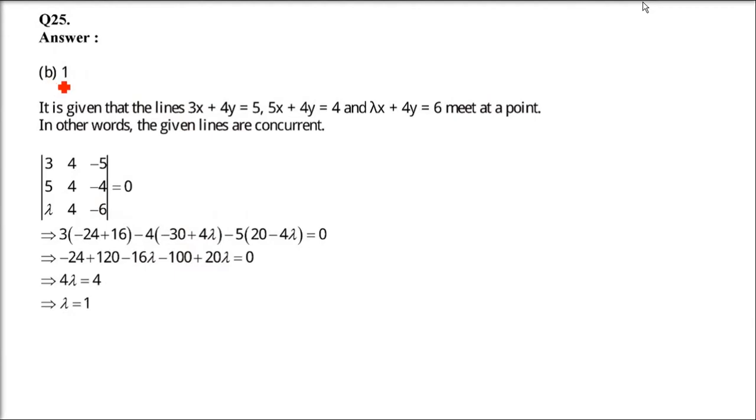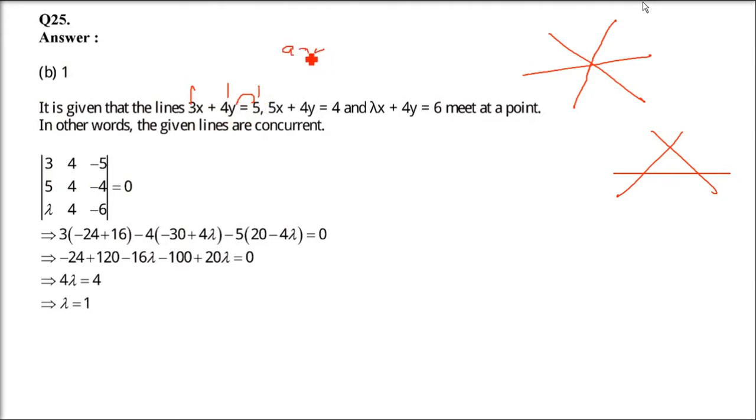Find the value of lambda for which these three lines meet at a point. What does meet mean? They are concurrent. These three lines are concurrent. If they are not meeting, they will make a triangle somewhere. So we'll use the condition that the triangle area should be 0.